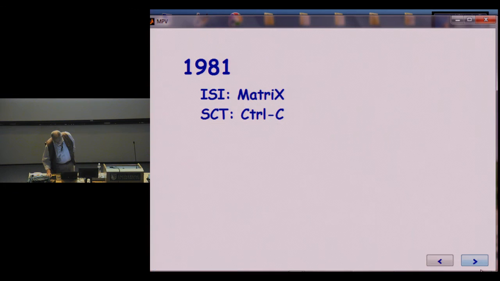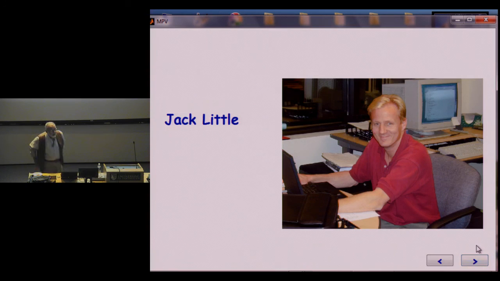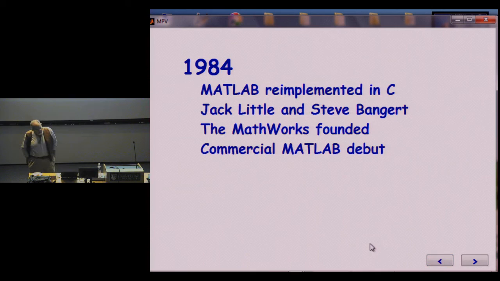The PC had just come out, and Little realized its potential in technical computing that we have today. So he quit his job at SCT, went up to the hills behind Stanford, threw away all my Fortran, and together with a guy named Steve Bangert, re-implemented MATLAB in C. And the three of us founded the MathWorks in California in 1984. I had no idea that we were going to make a company out of this thing.